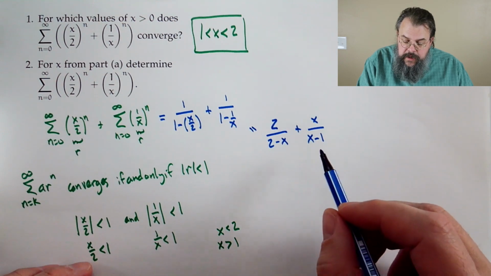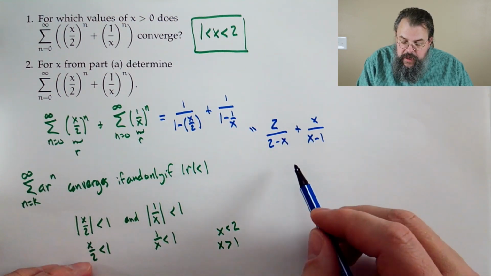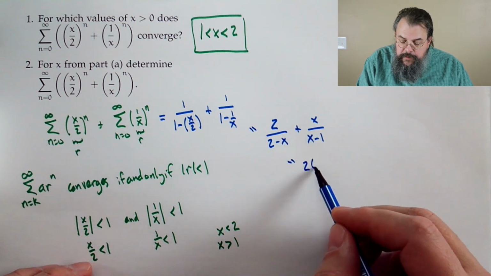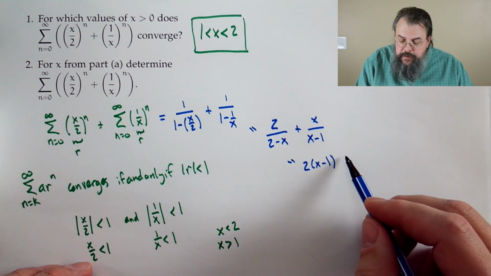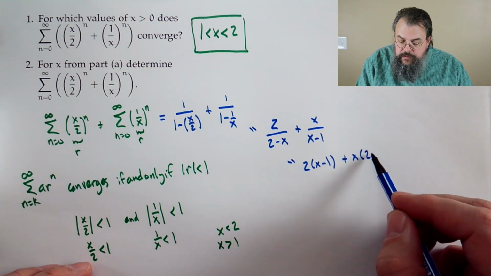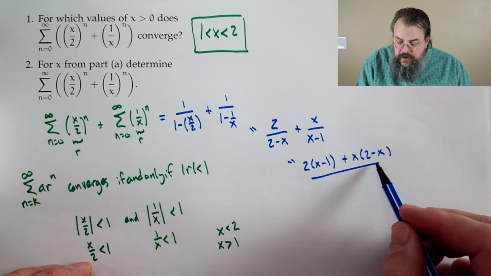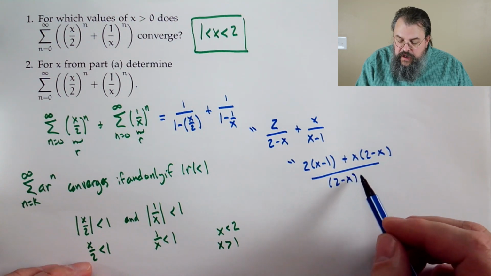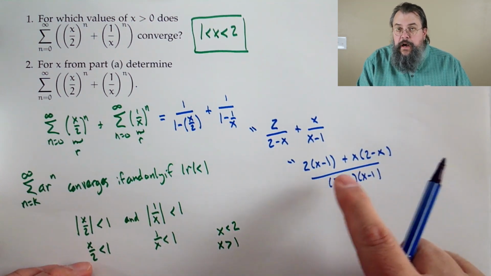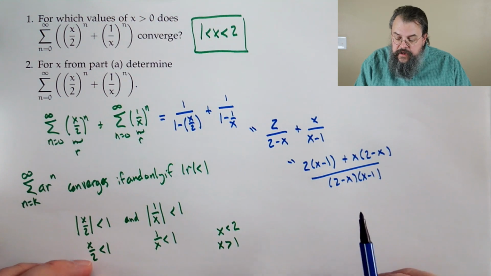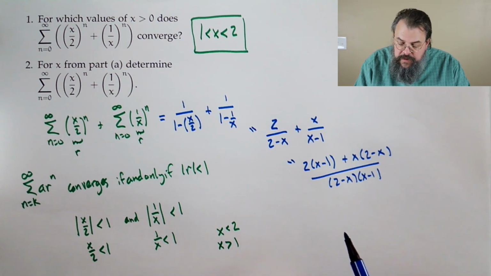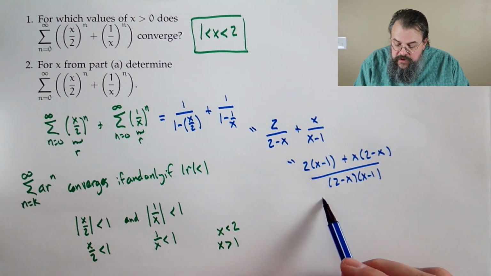Let's go ahead and add these together. This would be 2 times (x minus 1) plus x times (2 minus x), over (2 minus x) times (x minus 1). In other words, we've got a common denominator. I don't know if anything simplifies, but might as well try.